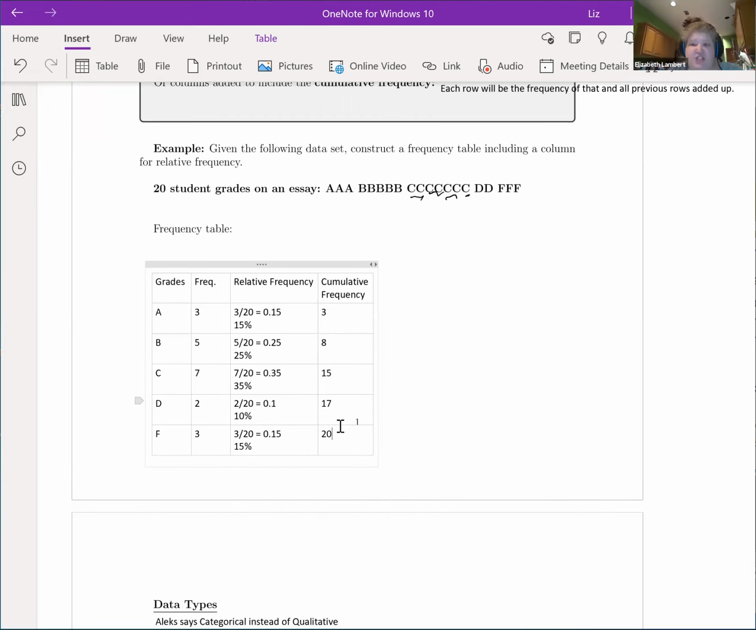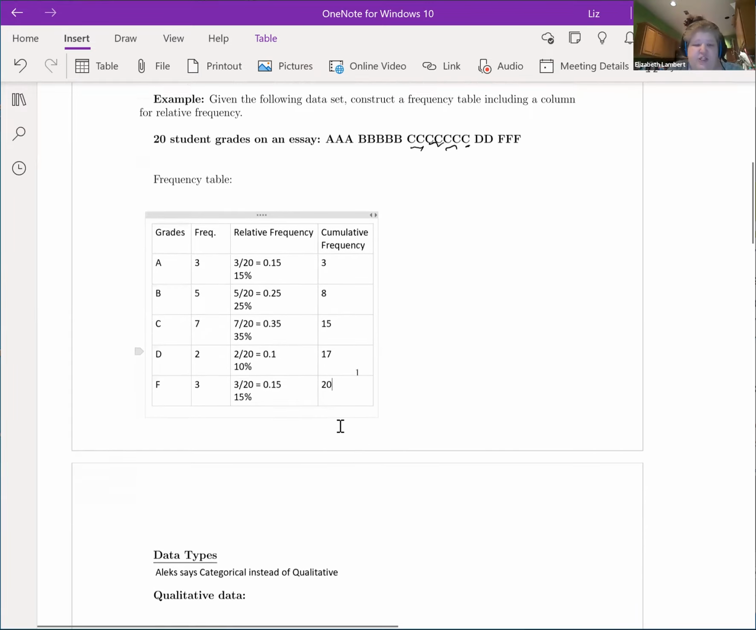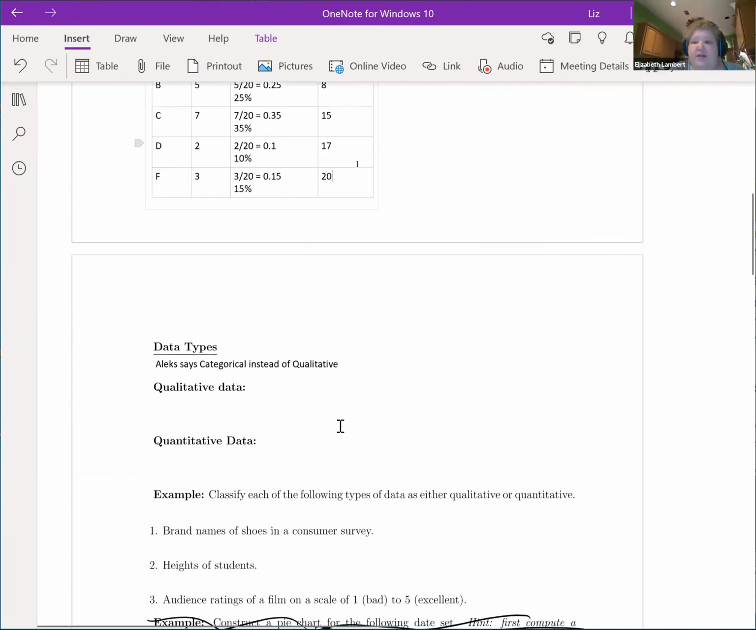So I can do a frequency chart. It doesn't have to be numbers. I can do it with letters. I can do it with colors. I can do it with favorite band, types of cars, lots of stuff. All of those kind of name labels that are categories, the fancy word for that is qualitative data.